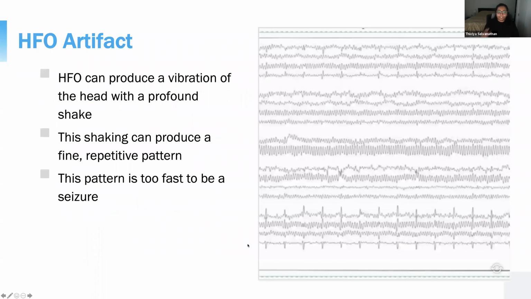We have an example in the first case of an HFO artifact, and this can produce vibration of the head with a very profound shake of the body, and the shaking can produce a fine and repetitive pattern as shown here in this figure. One of the key things to keep in mind is that this pattern is really too fast to be generated by the brain and too fast to be a seizure.